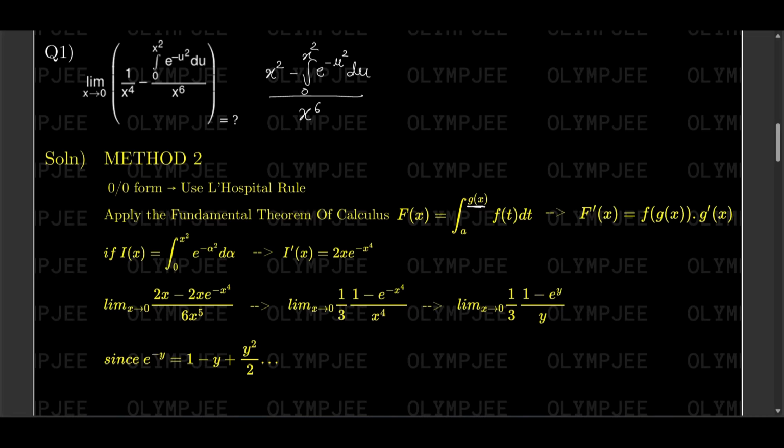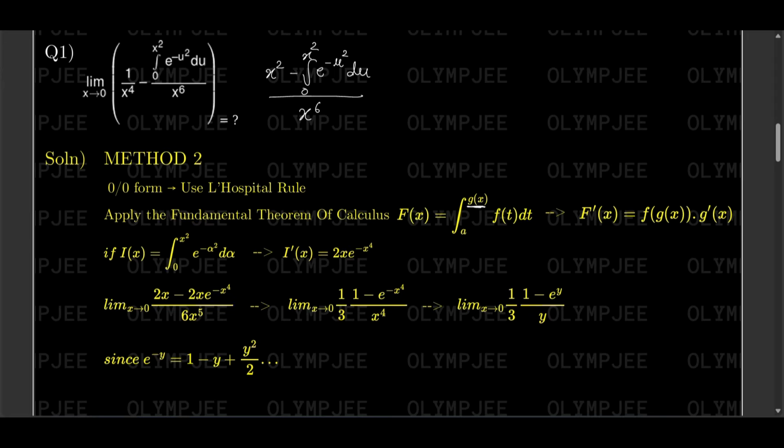So I have another method for solving the first question. So if you see, if I take the LCM here, it will become x square minus integration from 0 to x square e raised to power minus u square du by x raised to power 6, and this will be a fraction of the form 0 by 0 because x is tending to 0, so x raised to power 6 will also tend to 0, and the numerator will be tending to 0 since the limits are very close to each other, so integration will also be 0 and this is also 0, so the numerator is also 0.